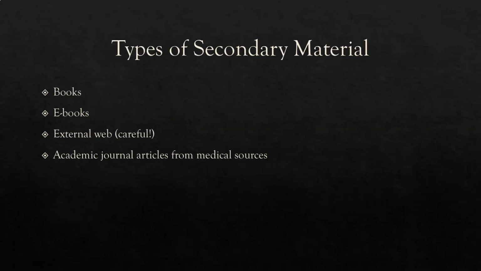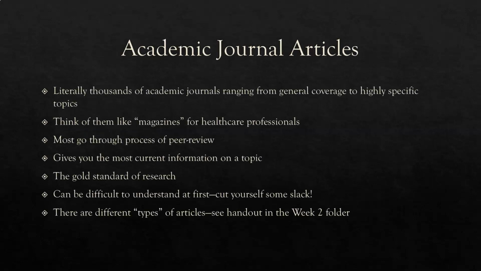When we talk about research, we tend to refer to research as secondary material. So you'll hear professors throw around that term all the time, secondary research. What do they mean? When professors mention secondary research, they're talking about things like books, ebooks, the external web, but again, being careful with the information. And then academic journal articles that are from medical sources. So these are the 4 big sources of information, the secondary material that you're going to be accessing to pull information that will help you as a healthcare professional.